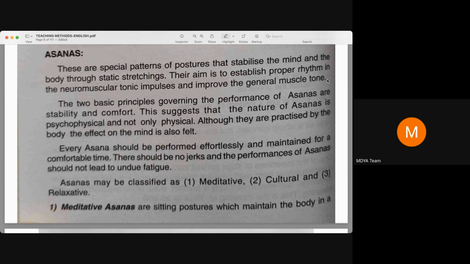Now these are asanas. It is posture. Posture means your physical postures, your body movement, your body stretching, your body in a particular position. So, spatial patterns of postures that stabilize your mind and body through static stretchings. So those are called asanas. Their aim is to establish a proper rhythm in the neuromuscular toning impulses and improve the general muscle tone.